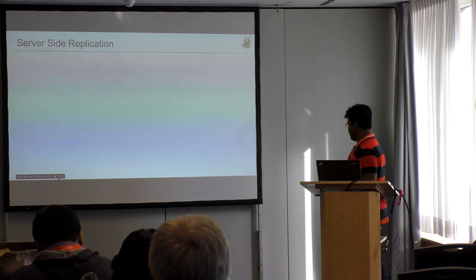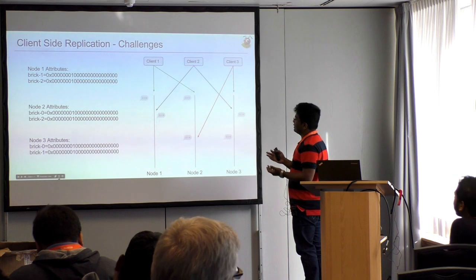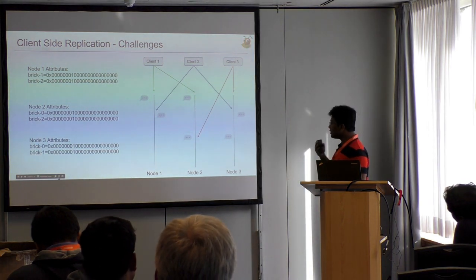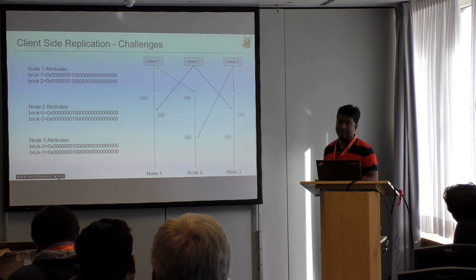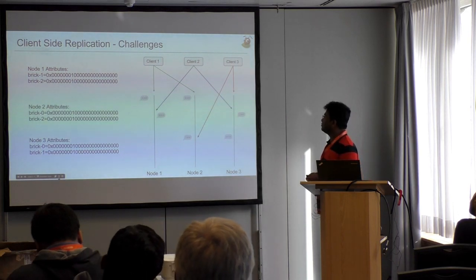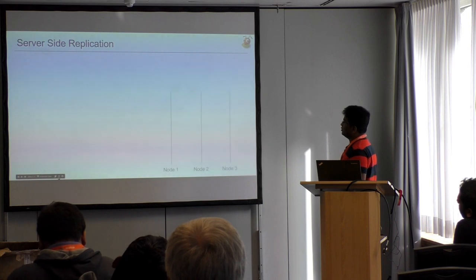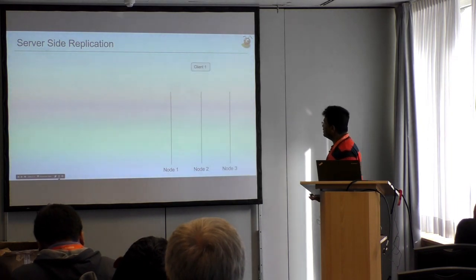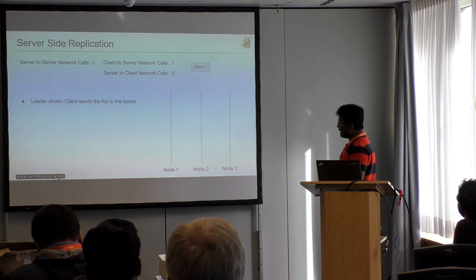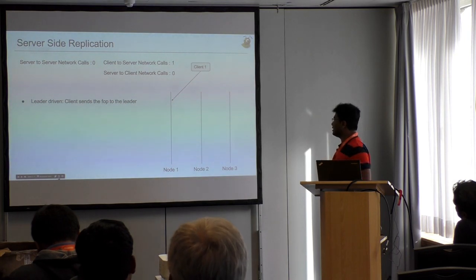So the point that I'm trying to make here is that the challenge we're facing is that each individual client, at any given point in time, might see a different set of replica nodes, and that is what would cause something like this. The solution that server-side replication provides is, let me go through that and I'll explain how it helps. What happens here is that there's always a leader involved in a particular replica subvolume.